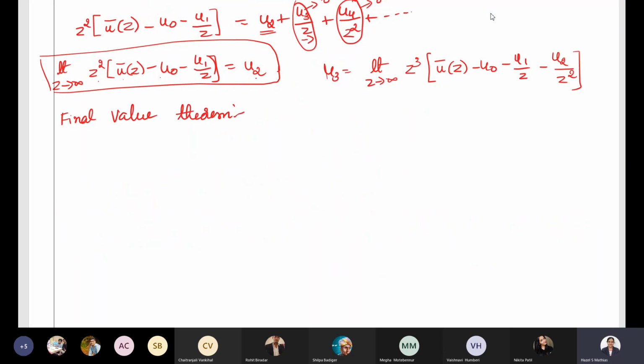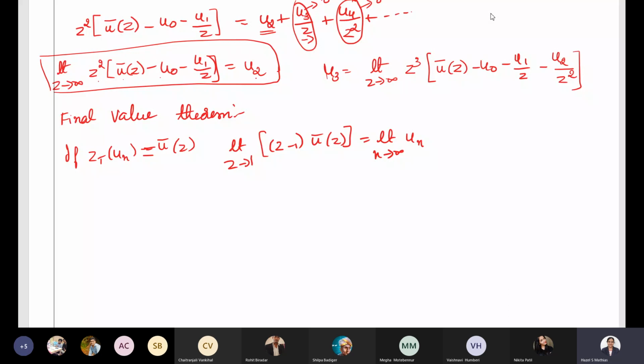Final value theorem. The statement says that if the Z transform of Un is some function of Z, U bar of Z, then the limit as Z tends to 1 of (Z minus 1) times U bar of Z is equal to the limit as n tends to infinity of Un. This is the final value theorem.